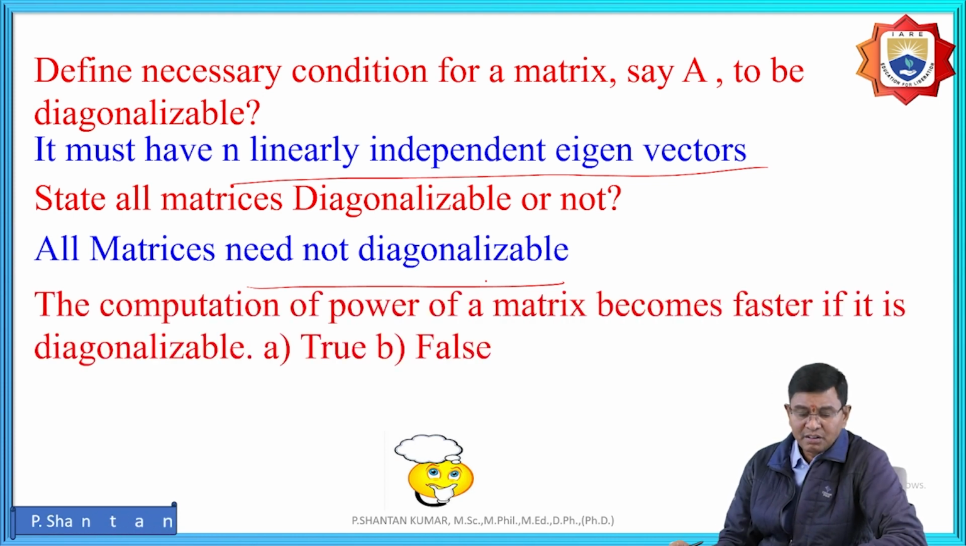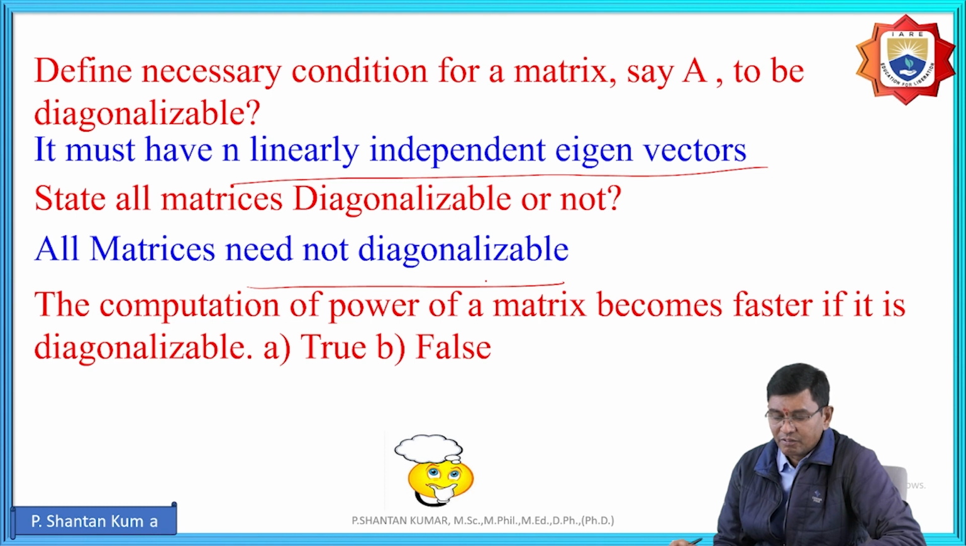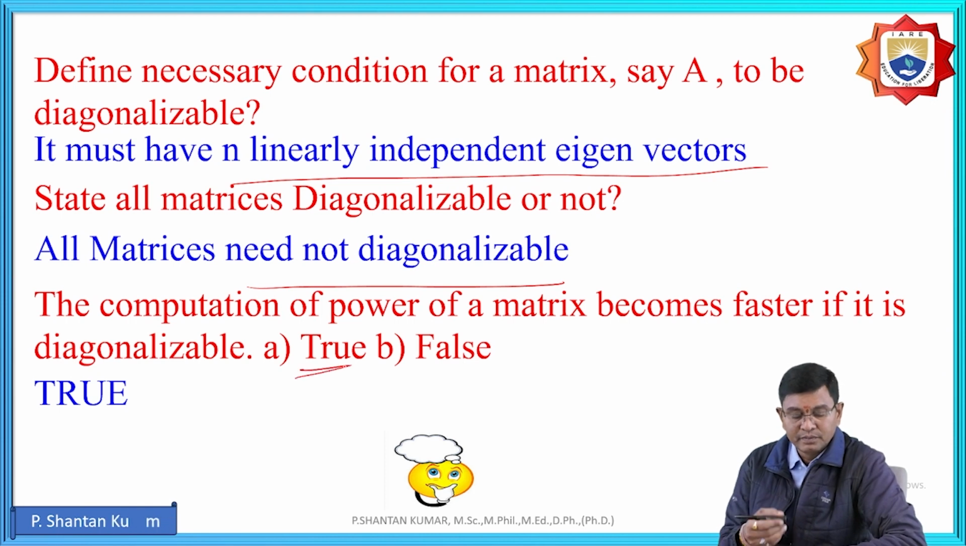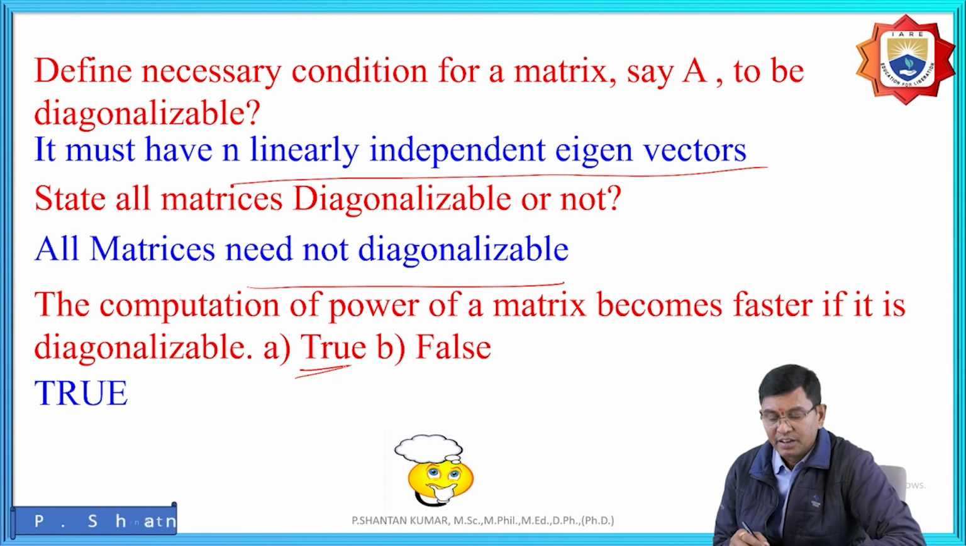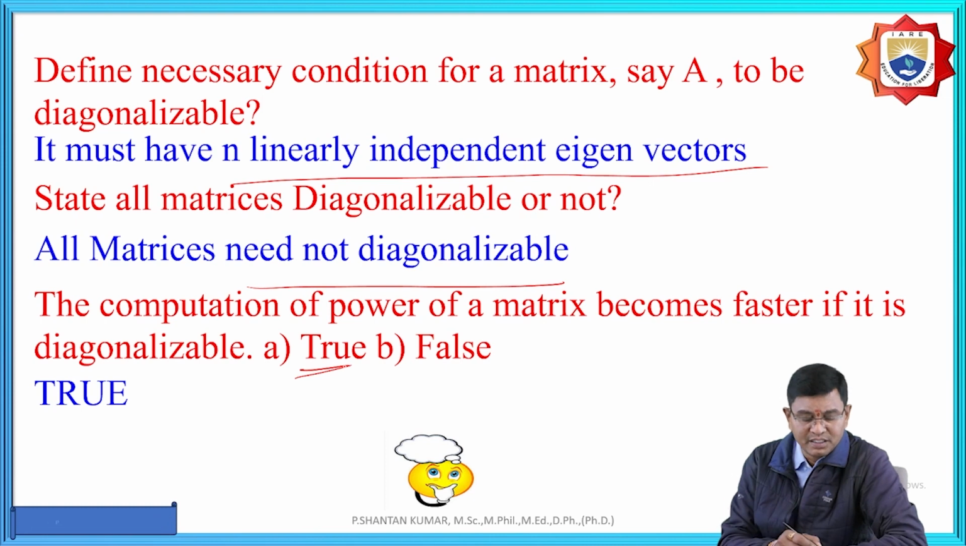The computation of the power of a matrix becomes faster if it is diagonalizable. Yes, it is a true condition, because A to the power n is P into D to the power n into P inverse, based upon the diagonalization of the matrix. The power of a matrix is faster if it is diagonalizable. Yes, that is absolutely true.